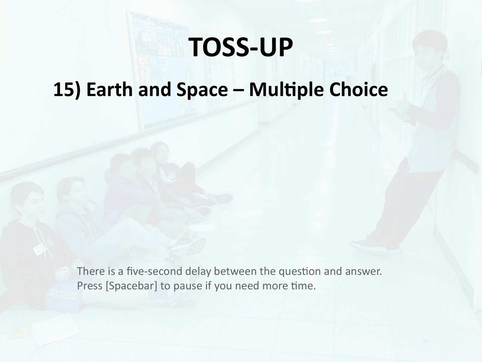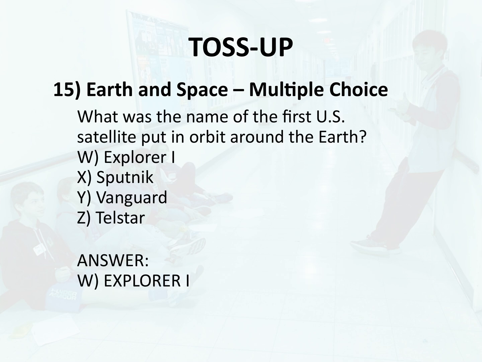Toss-up 15. Earth and space, multiple choice. What was the name of the first U.S. satellite put in orbit around the Earth? W. Explorer 1. X. Sputnik. Y. Vanguard. Z. Telstar. Answer: W. Explorer 1.